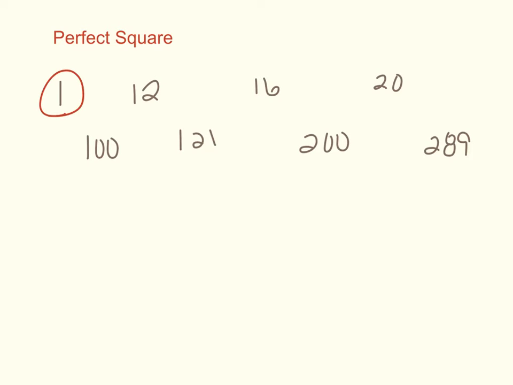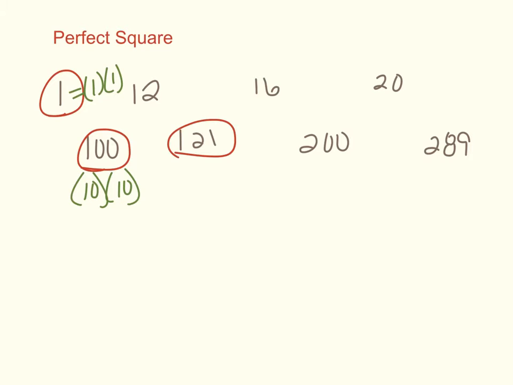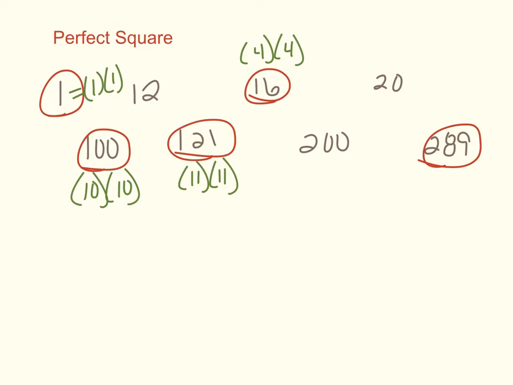One is a perfect square because 1 equals 1 times 1. 100 is a perfect square because 100 is 10 times 10. 121 is a perfect square, 11 times 11. 16 is a perfect square, 4 times 4. 289 is a perfect square, 17 times 17. So a perfect square is developed when a number is multiplied by itself.